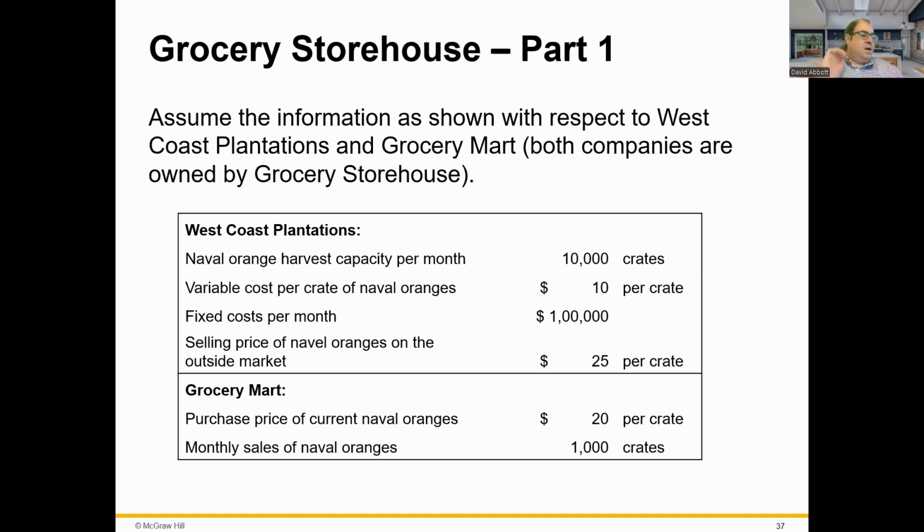Assume a grocery storehouse example. Assume the information as shown with respect to West Coast Plantations, WCP, and Grocery Mart, both companies that are owned by Grocery Storehouse. So again, looking at buying the grocery store, buying the oranges, but they also grow their own oranges. And this happens a lot.